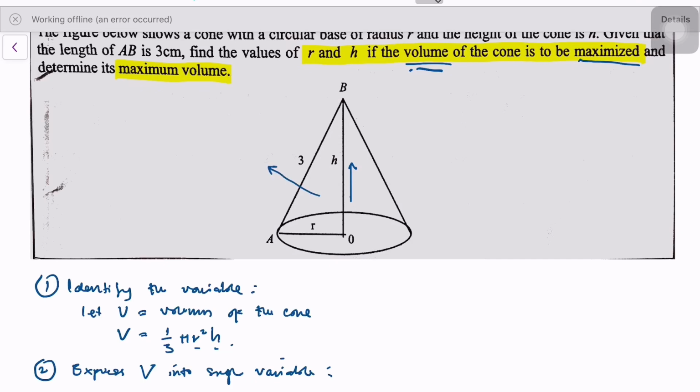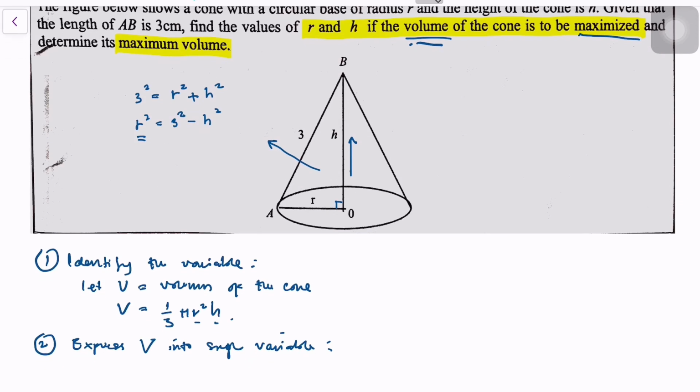Kalau kita tengok dekat sini, we have a right angle triangle, whereby kita akan dapat Pythagoras theorem 3 squared is equals to r squared plus h squared. And I'm going to simplify r squared equals to 3 squared minus h squared. Saya akan simplify r in terms of h, disebabkan saya nak simplify volume V in terms of h. Okay, so therefore saya punya r squared dekat sini dia akan jadi 9 tolak dengan h squared. So I'm going to use this one, substitute dalam V dan jadikan dia in terms of h.